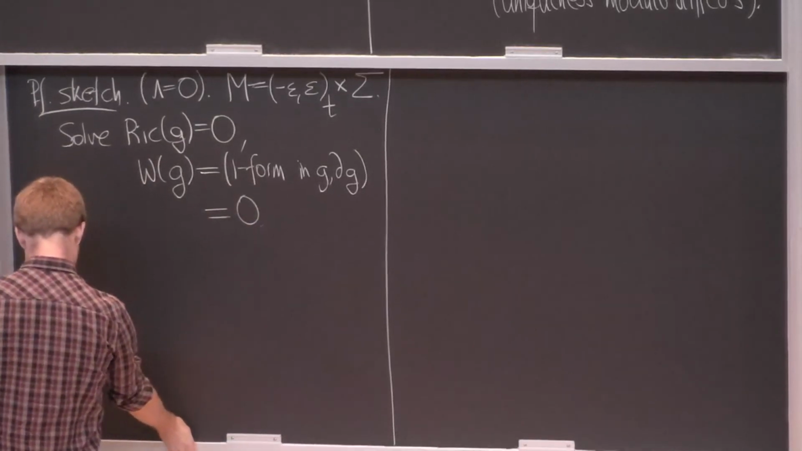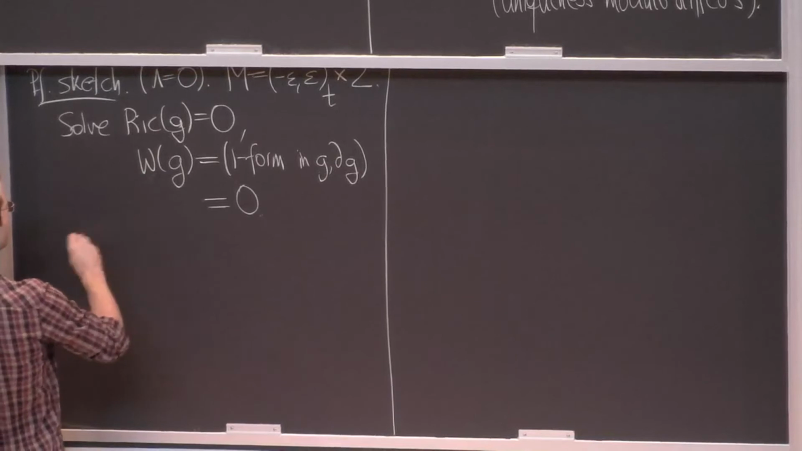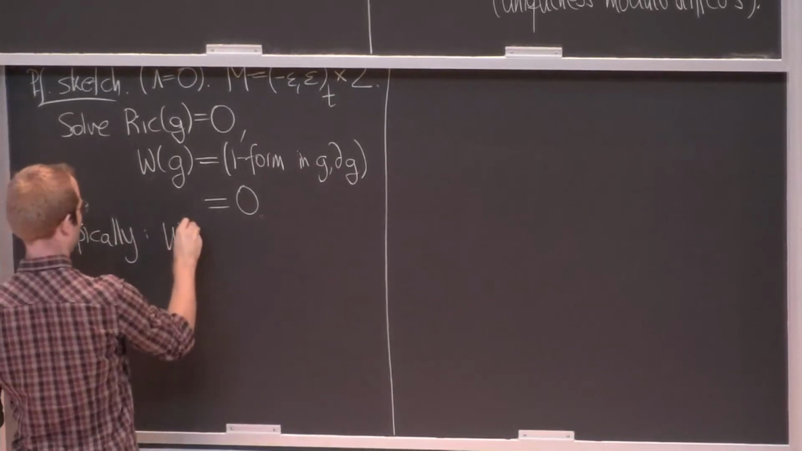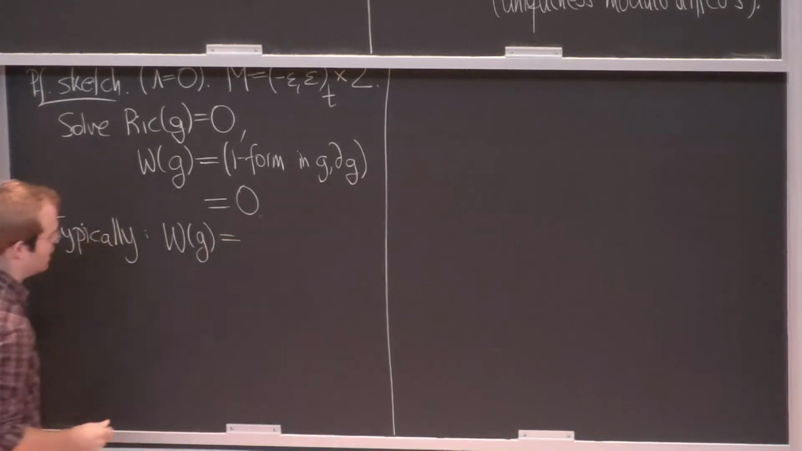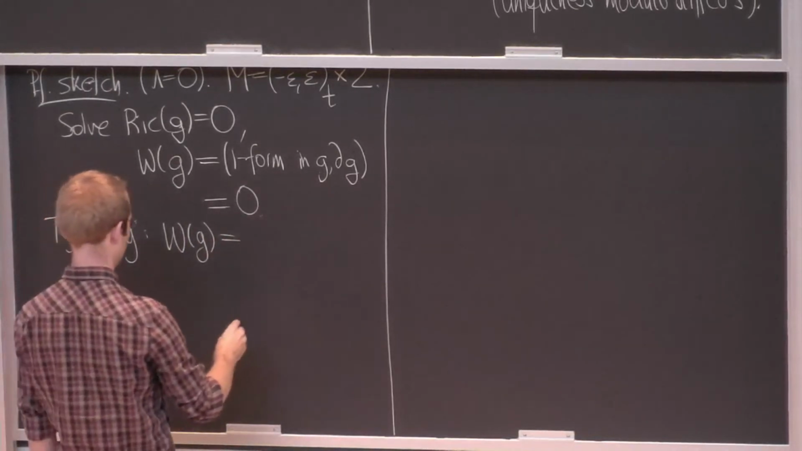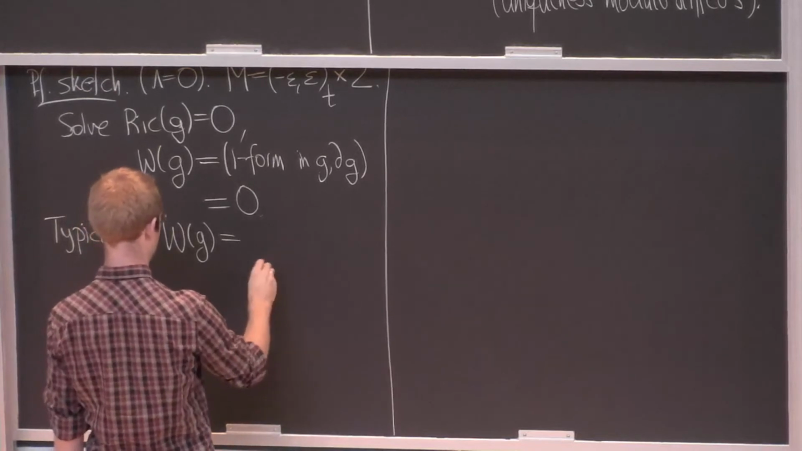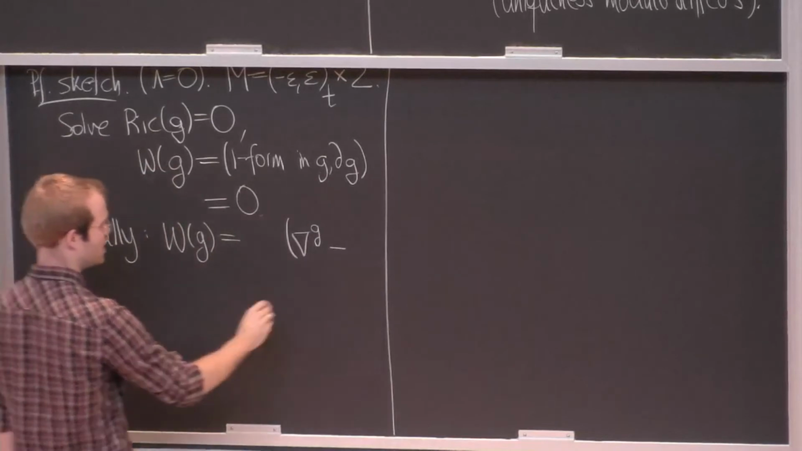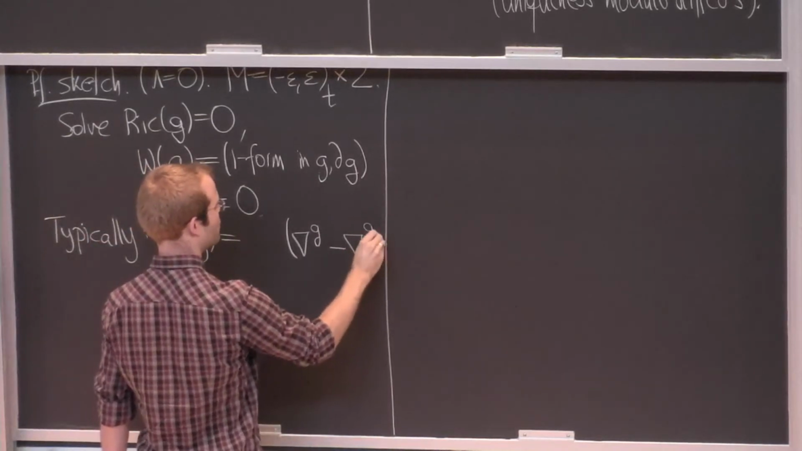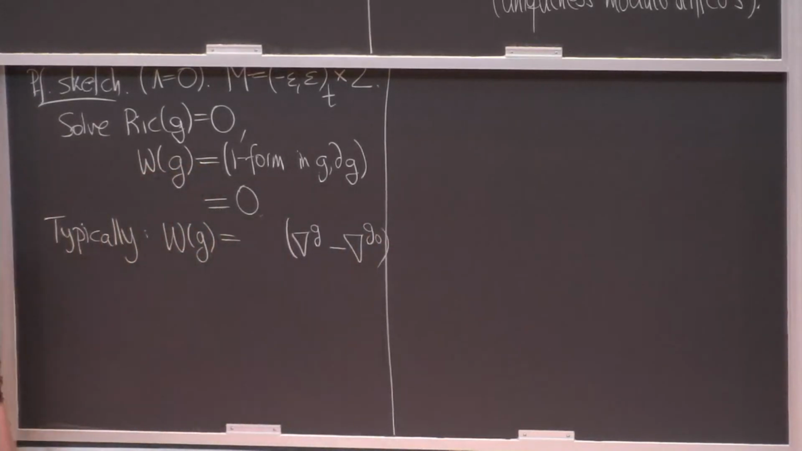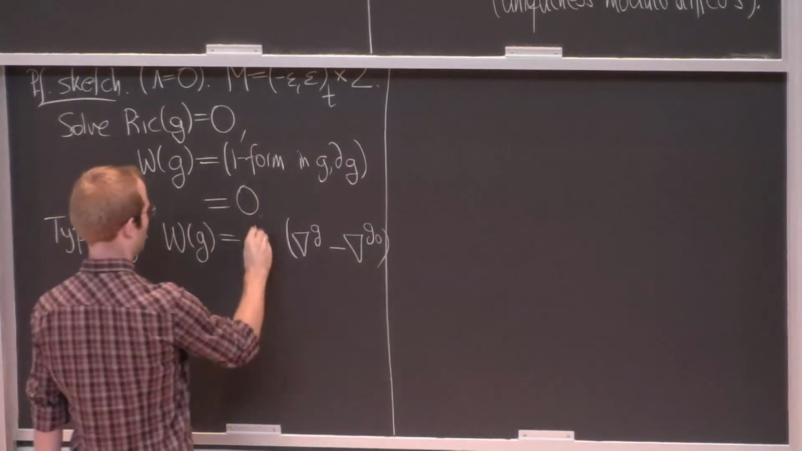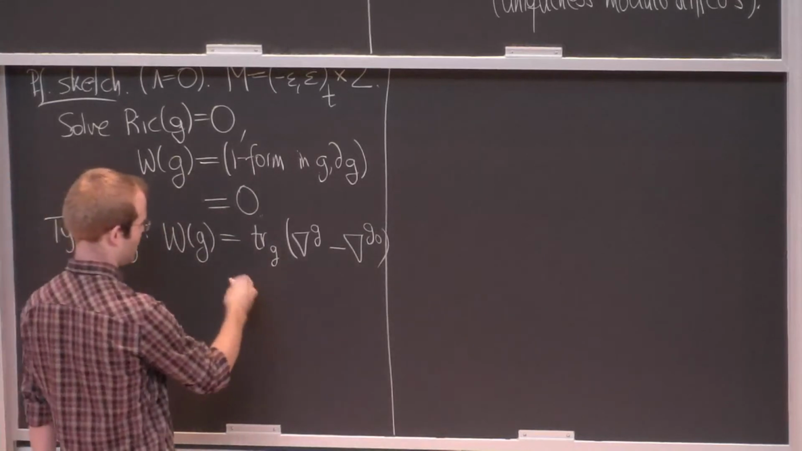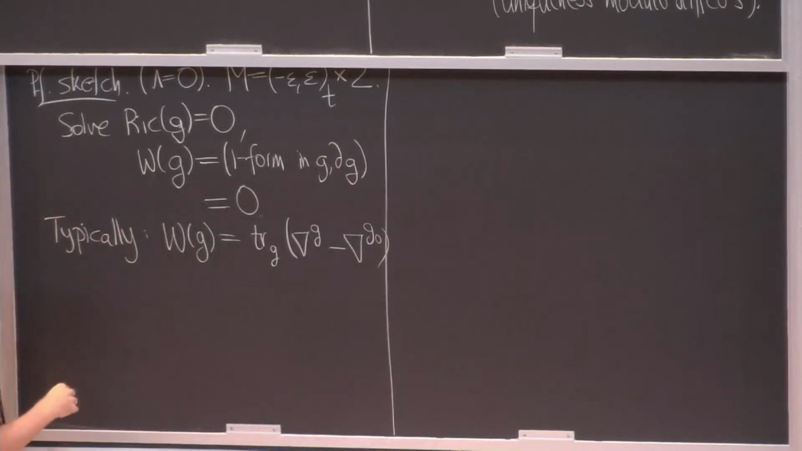Okay. So what does this one form typically look like? W of G, there are various ways you can write it down. I don't know what, for this audience, the preferred way would be. One thing you could do is you take the connection of your metric G, you subtract off the connection of your favorite fixed metric on the spacetime M, and you take the trace of this. So this gives you a one form. In local coordinates, this is some difference of Christoffel symbols.